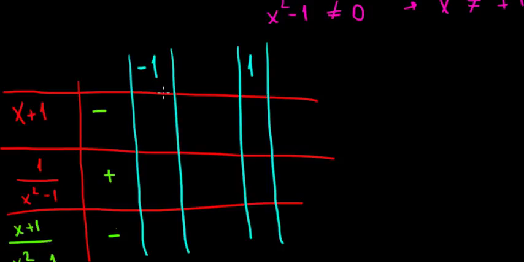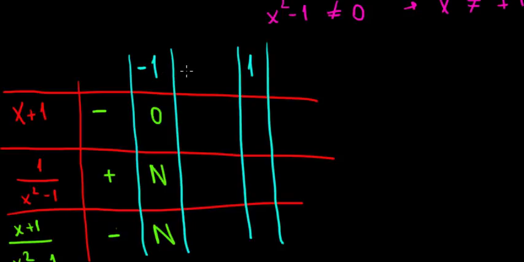Now what happens at minus 1? Well, at minus 1 our division is undefined. We have x plus 1, minus 1 plus 1 would be 0, but then minus 1 squared minus 1 would be 0, and dividing by 0 is undefined. If we have an undefined term, the whole thing would be undefined. So at minus 1 we take care that it's an undefined value and we cannot use it.